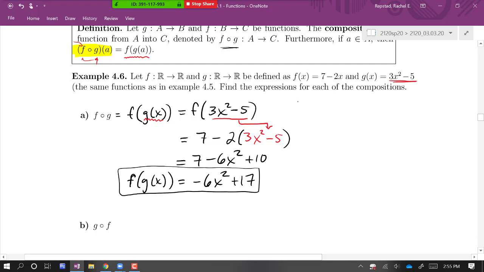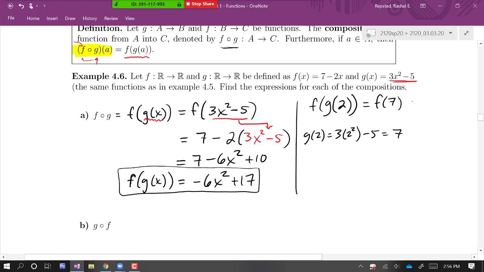Before we do the next one, we'll just note what this means: if I wanted to find, say, f of g of 2. Normally what I would think of is, all right, I'm going to plug 2 into the g function and see what that gets me. So g of 2 is 3 times 2 squared minus 5, so that's 4, 12 minus 5 is 7. So this is f of 7, and f of 7 says take 7 minus 2 times 7, which is negative 7.